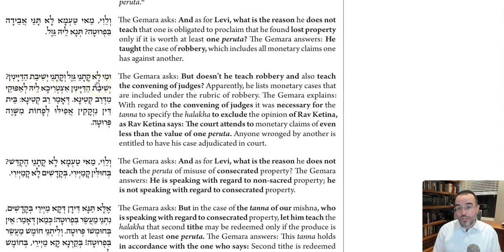And so how come Levi included both stealing and the convening of judges? We said above that for our Mishnah, you can include all those in one. So why mention it as two separate things? If it's not stealing because it's less than a peruta, then what's the claim? You wouldn't have an adjudication either.